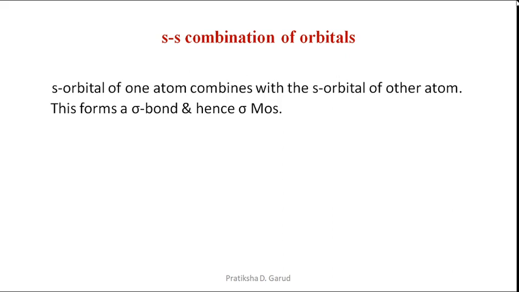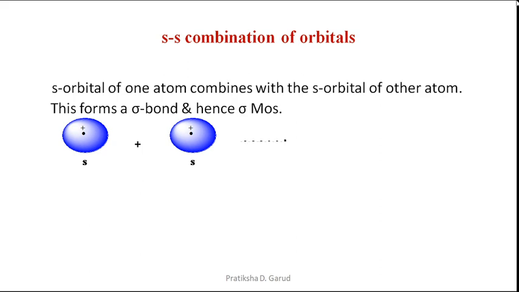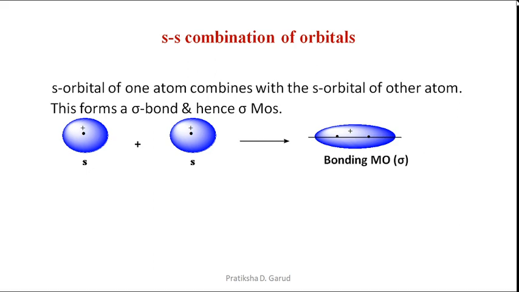molecular orbitals. So we are having the one S orbital combined with the second S orbital, both are having the plus sign. Then it results in the formation of a larger resultant, and that larger resultant is known as the bonding molecular orbital, and it is having the symbol sigma.